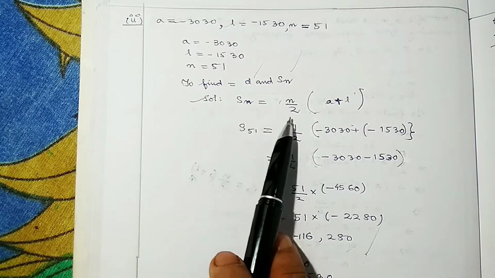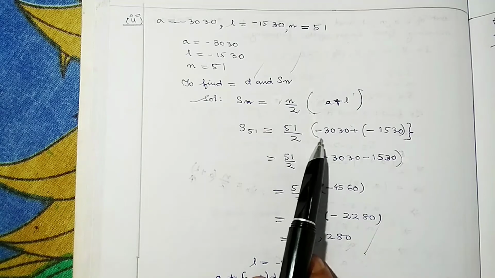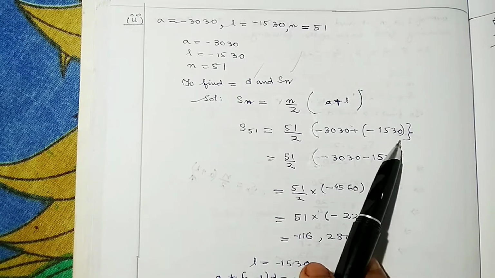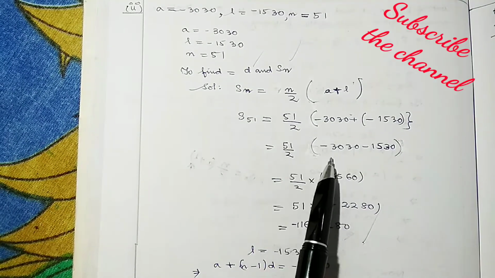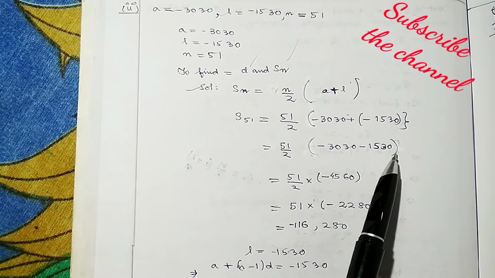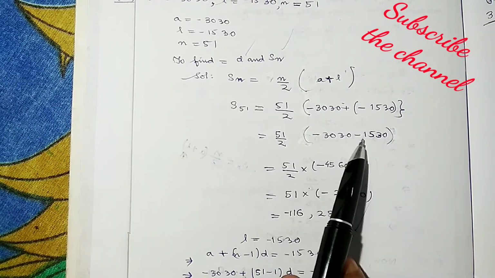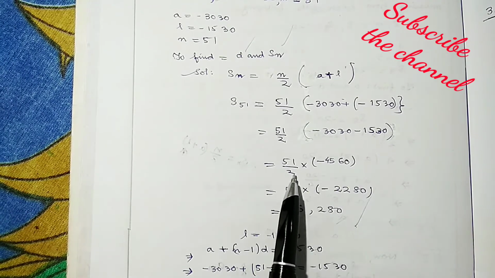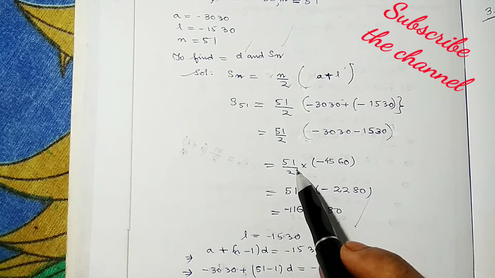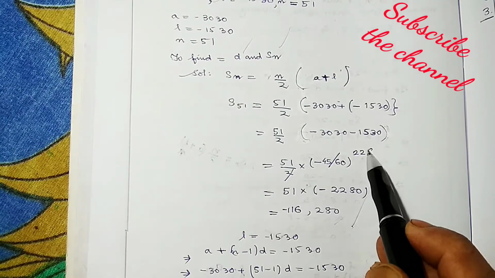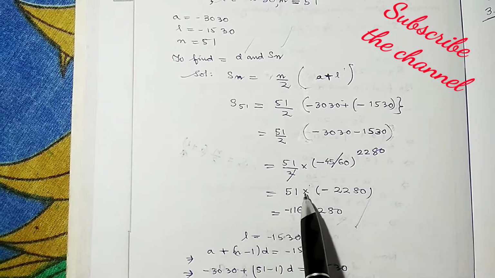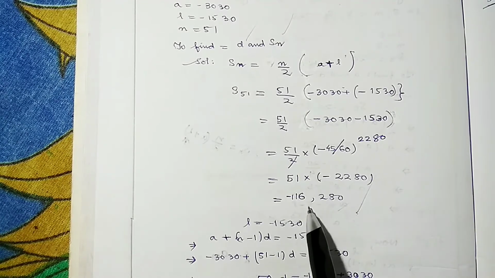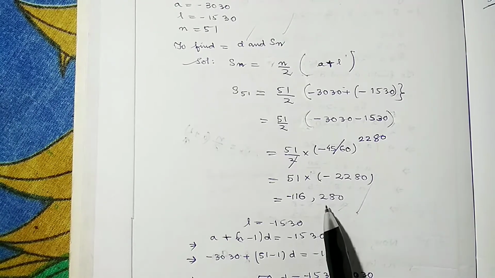Now S51 equals 51 by 2. A is minus 3030 plus what is L? L is minus 1530. So minus 1530. So 51 by 2 into minus 3030 plus minus 1530. Here if I add these two, because both are negative, we have to add. After adding we'll get minus 4560. If I cancel 4560 with 2, I am going to get 2280. So next line will be 51 into minus 2280, and on multiplying I am going to get minus 116280.